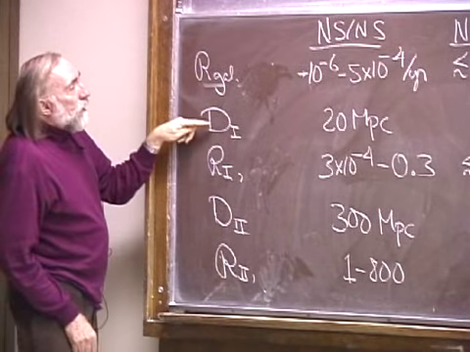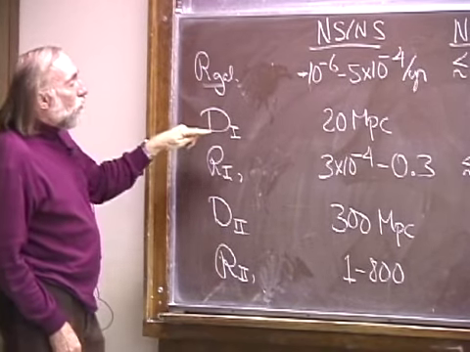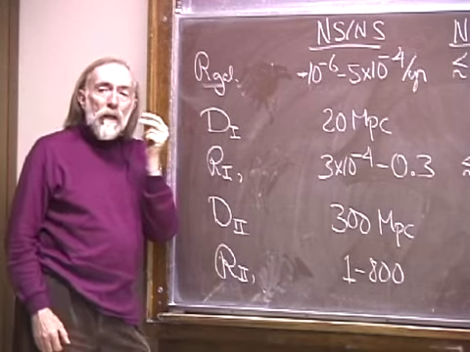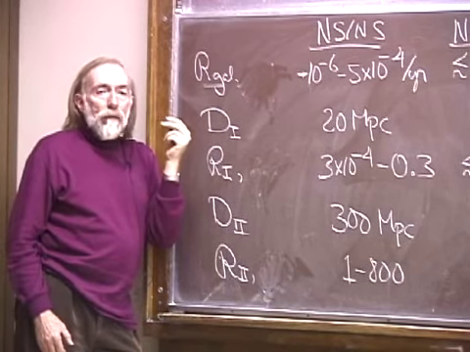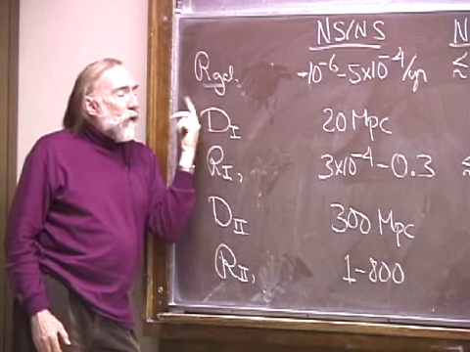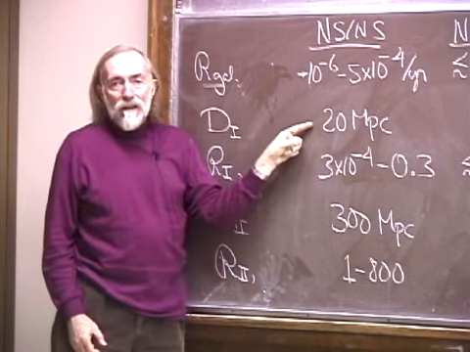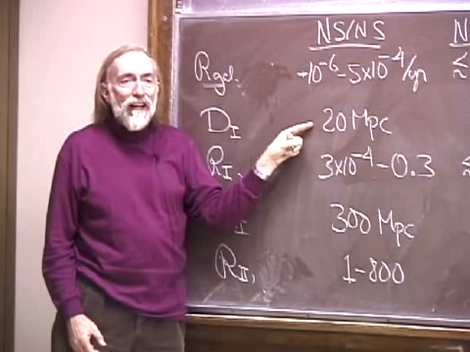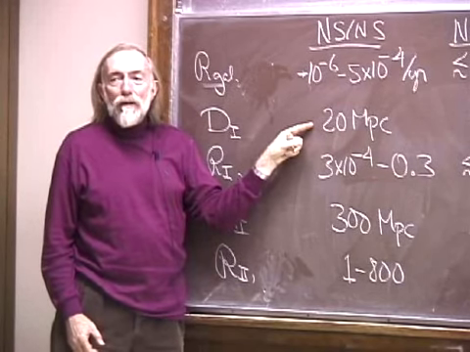The distance to which you could see these systems with LIGO 1, if you do the analysis carefully, using the theory of optimal signal processing, which we will develop next term, you wind up with a number of 20 megaparsecs. You had an exercise today on which you were asked to compute this number.